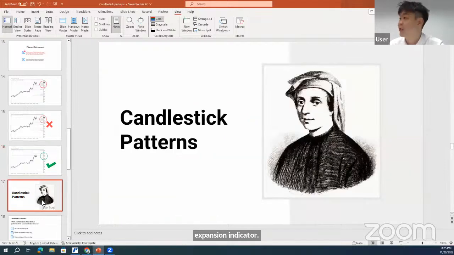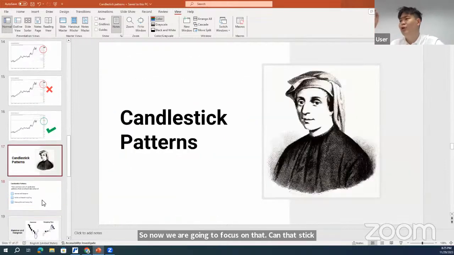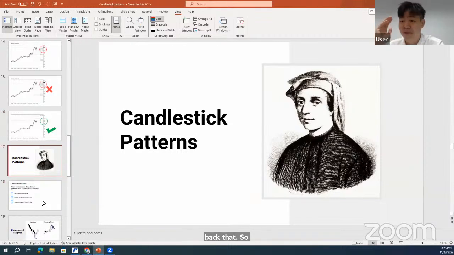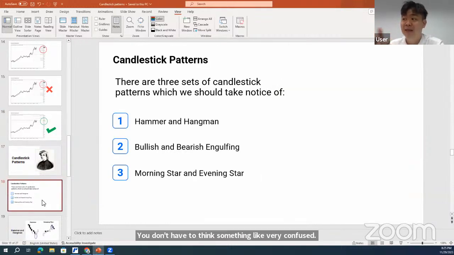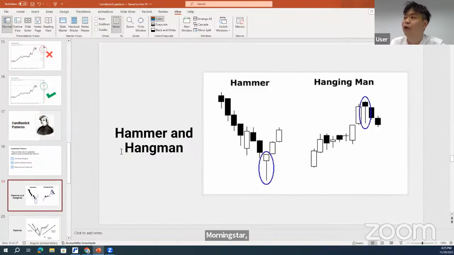So this is a long journey, but candlestick patterns are very simple. You don't have to think of something very confusing. You just need to understand and memorize the symbols. So today we are going to discuss six major candlestick patterns that can assist you in guiding, which are what we call the hammer, hanging man, bullish and bearish engulfing candlestick, morning star, and evening star. Very simple patterns. So let's move on to the first pattern, which is what we call the hammer.